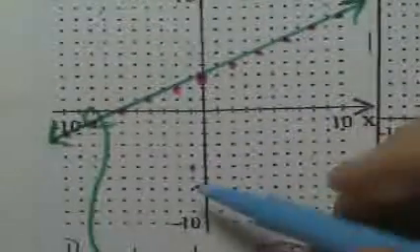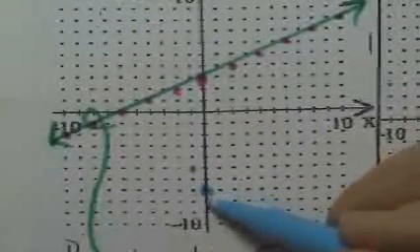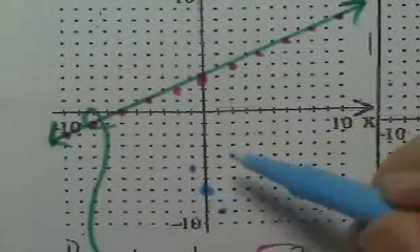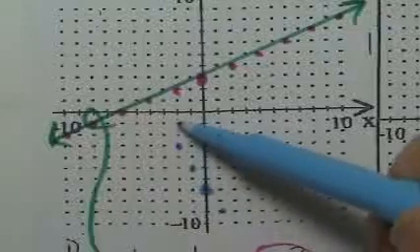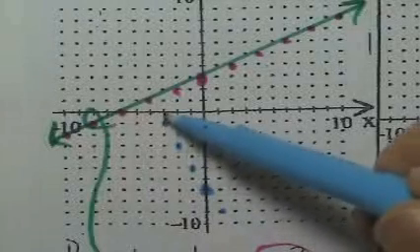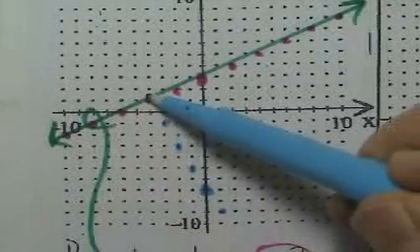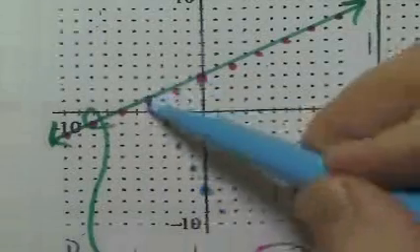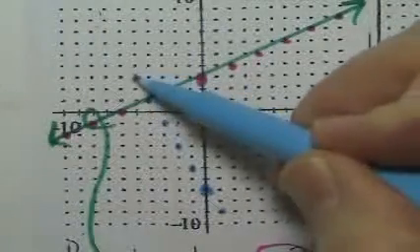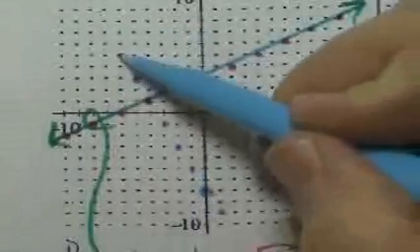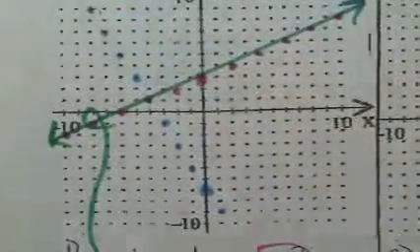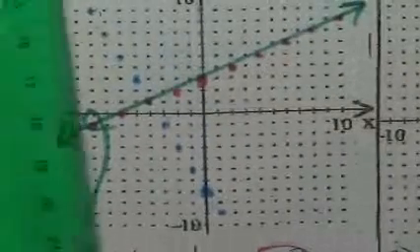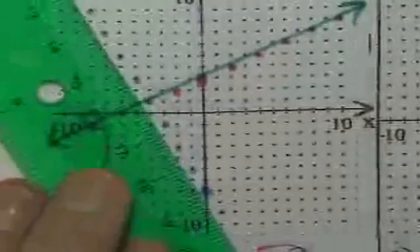I'm going to go up 2 and over 1, and I'll continue that. I'll even go down 2 over 1. Okay, I'll go up 2 over 1 again and again. There's where they meet right there. You can keep going on and on if you like counting. All right, now I'm going to draw my line through those points.